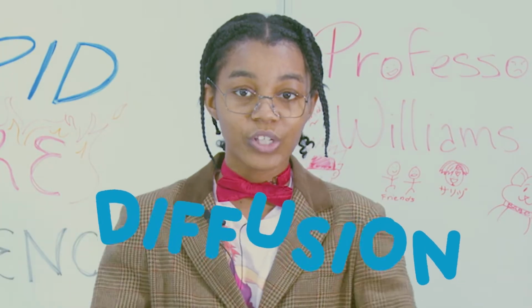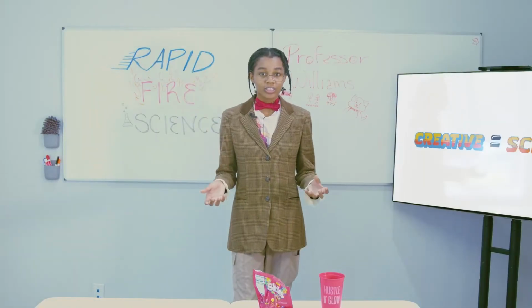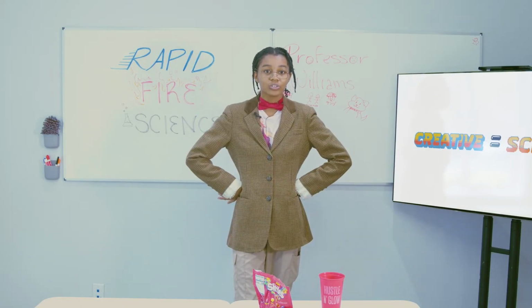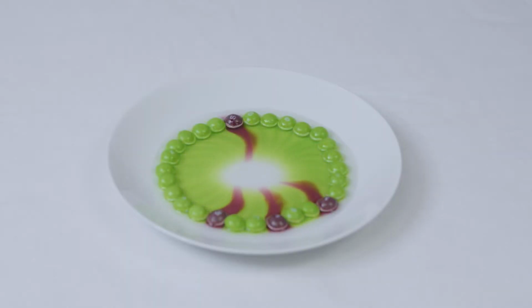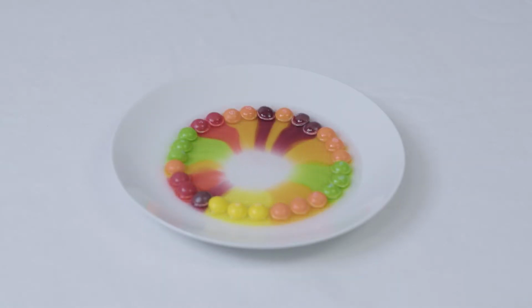This is called diffusion. The water molecules and the color dye molecules are bouncing around randomly. The color dye molecules see that there's more room for them to spread and move across the plate.